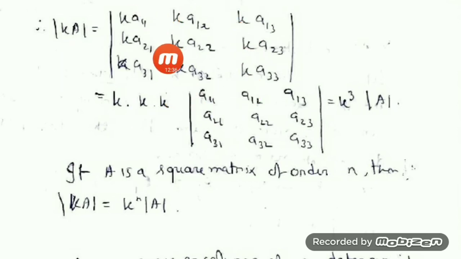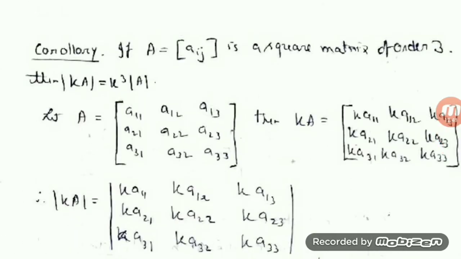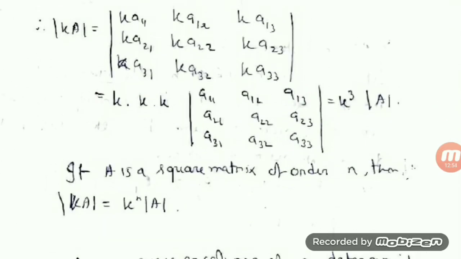What is left? A11, A12, A13, A21, A22, A23, A31, A32, A33. And K into K into K gives you K cube. And what is this determinant? Determinant of A. Is it not? If I put this in determinant form, we get it. So determinant of Ka is equal to K cube into determinant of A, if it is a matrix of order 3 by 3.